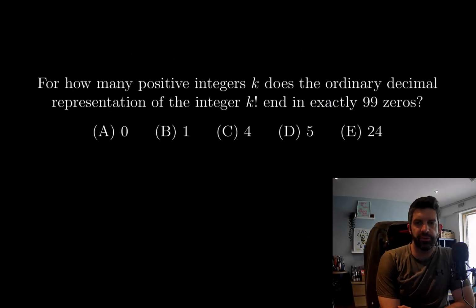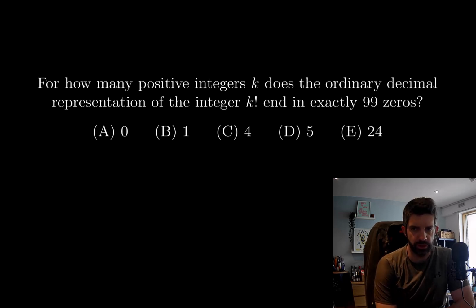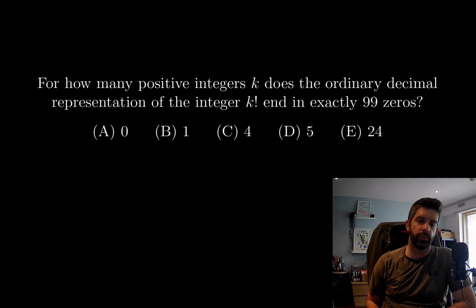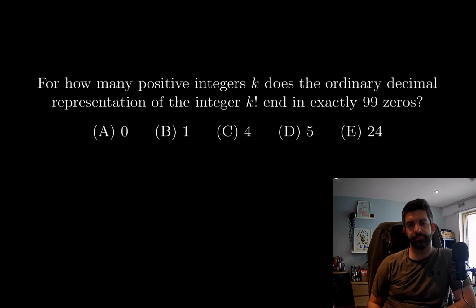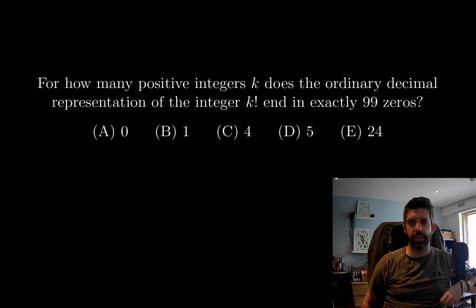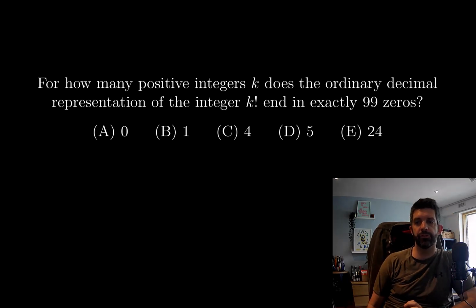For how many positive integers k does the ordinary decimal representation of the integer k factorial end in exactly 99 zeros? Okay, a lot of people will have seen a similar problem to this, and it basically comes down to understanding that for a number written in base 10, if it ends in a 0, that means the prime factorization has a 2 and a 5 in it.